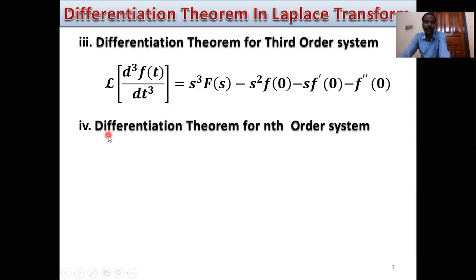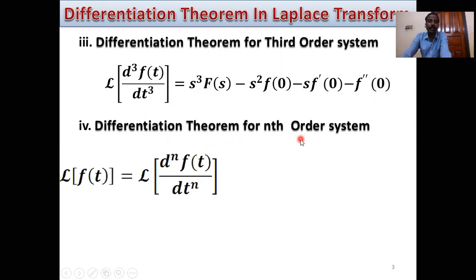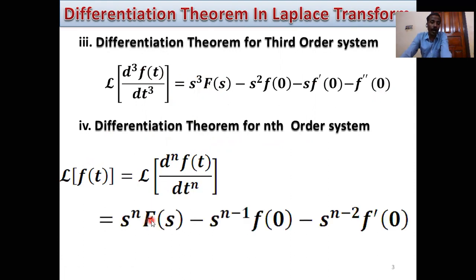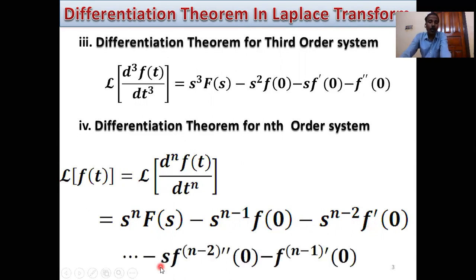And differentiation theorem for nth order systems. What is the nth order system? Again, f of t is the function and d to the power n f of t divided by dt to the power n equals s to the power n F of s minus s to the power n minus 1 f of 0 minus s to the power n minus 2 f prime 0 minus dot dot dot minus s f to the power n minus 2 prime 0 minus f to the power n minus 1 prime 0.